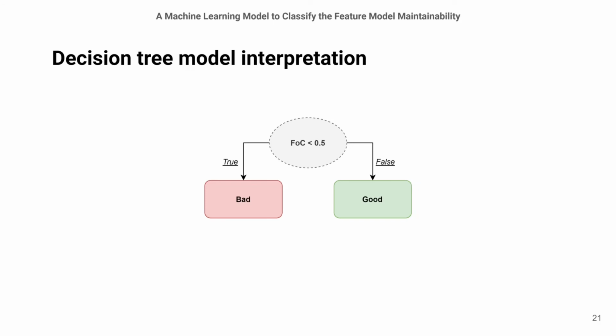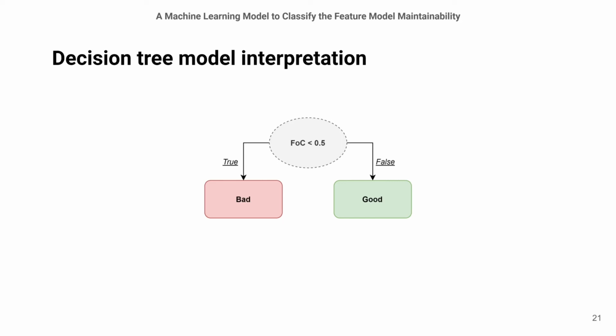The decision tree model generates a binary decision tree to make classifications. This is a simple example of a binary decision tree. In this example, if the flexibility of configuration measure is less than 0.5, the result will be bad. Otherwise, the result will be good. This tree can be used to interpret the results of the machine learning model and improve the quality of the feature model.